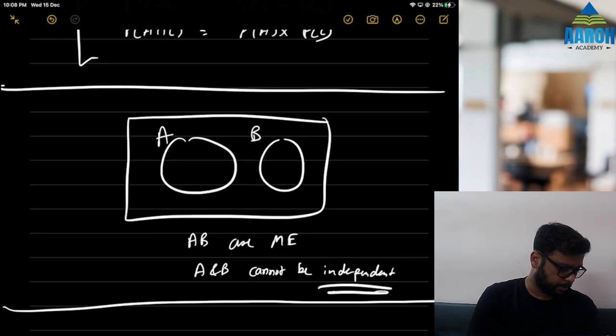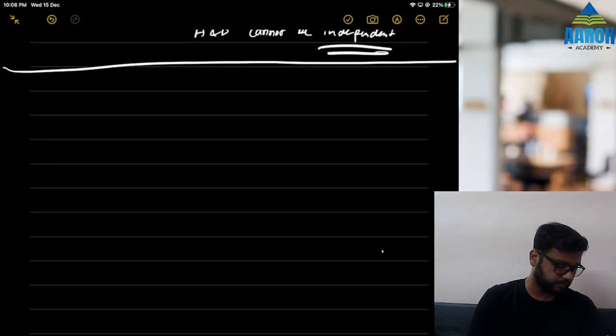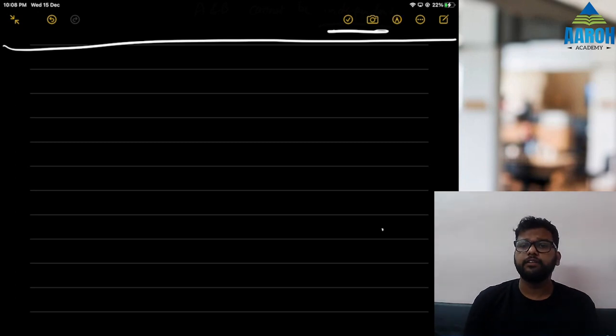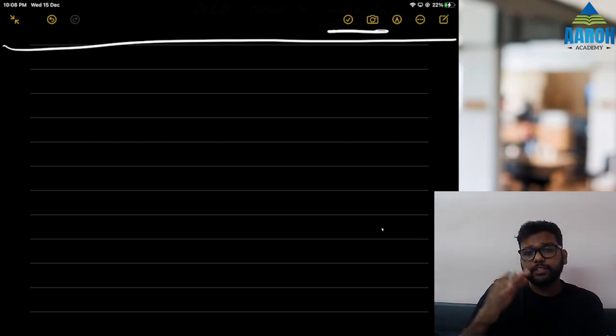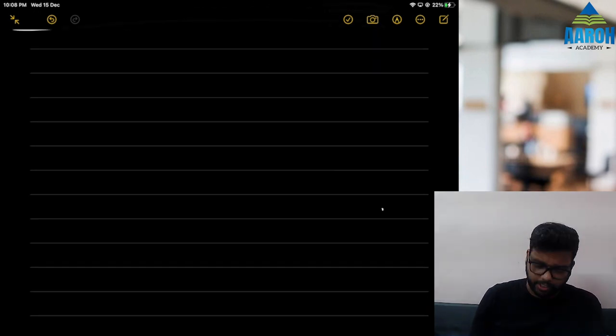I guess that was it about probability formulas. Let's see the last part of probability, which is connected to the next chapter, that is theoretical distributions. So let's start fast. The last part of probability is random variables.